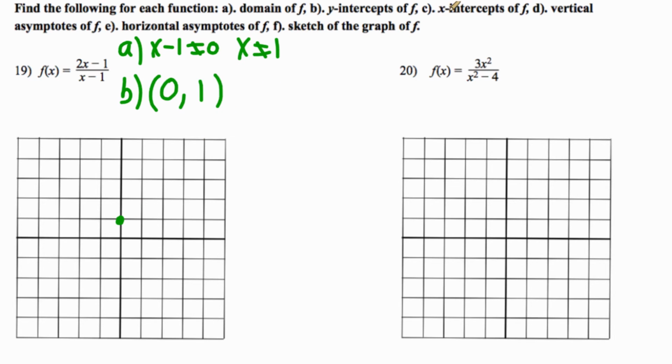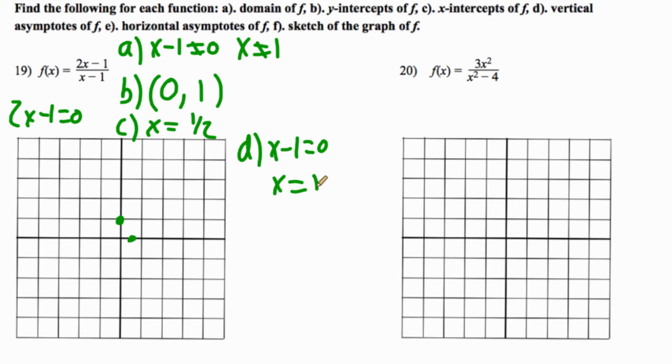For part C, the x-intercepts, we're going to take the top and set it equal to 0. So 2x minus 1 equals 0. I would add the 1 over and divide by the 2, so we get an x-intercept at x equals 1/2. So at x equals 1/2, our graph is crossing the x-axis, so right about there. For part D, looking at the vertical asymptotes, this is where we take the bottom of our fraction and set it equal to 0, so x minus 1 equals 0, and we get a vertical asymptote at x equals 1.